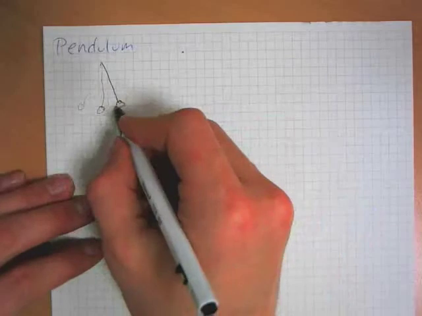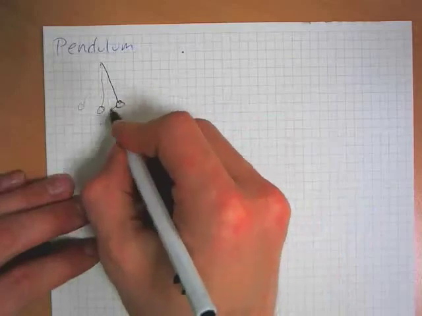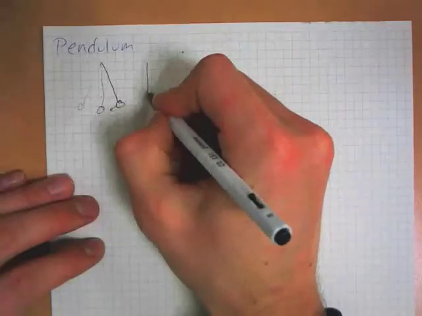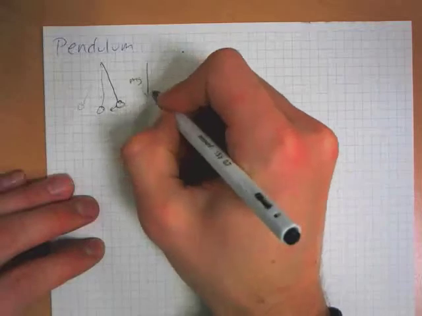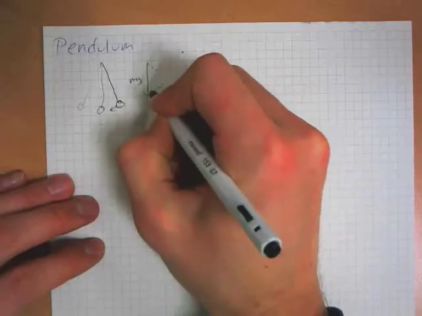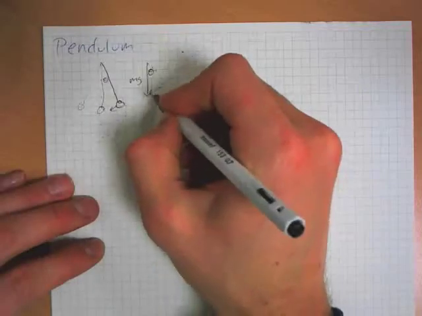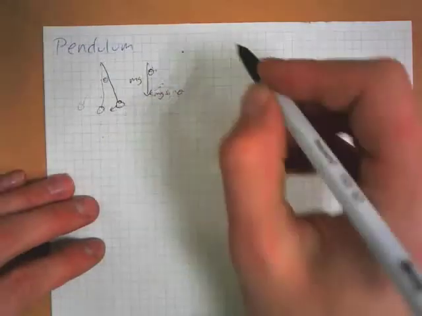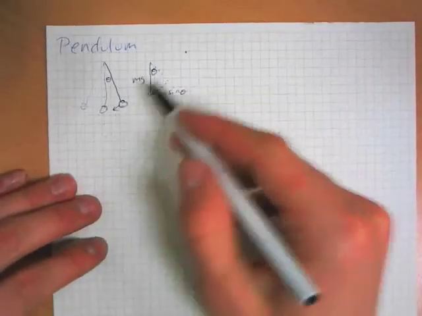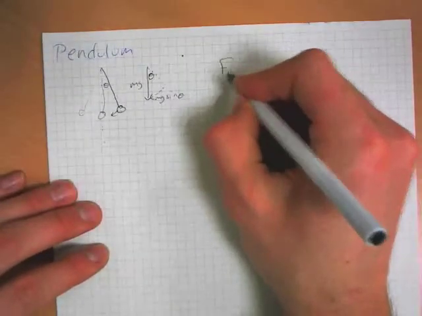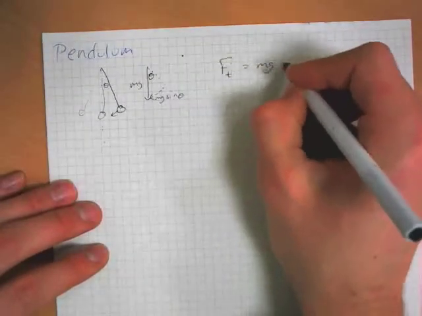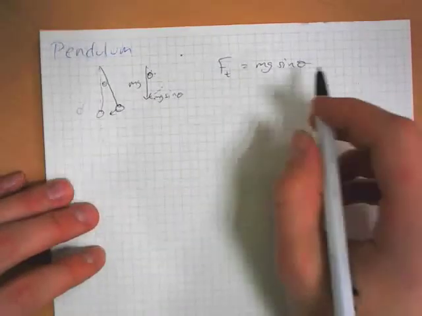If we consider the tangential force here, this force is caused by gravity, which we know is mg, and if we break that up into components, this is whatever angle the pendulum is sitting at. So mg sine theta is the tangential component of that force. So our tangential force is mg sine theta. All right.